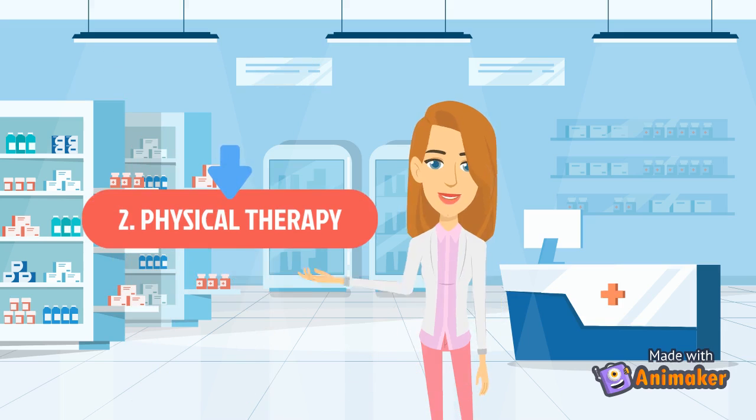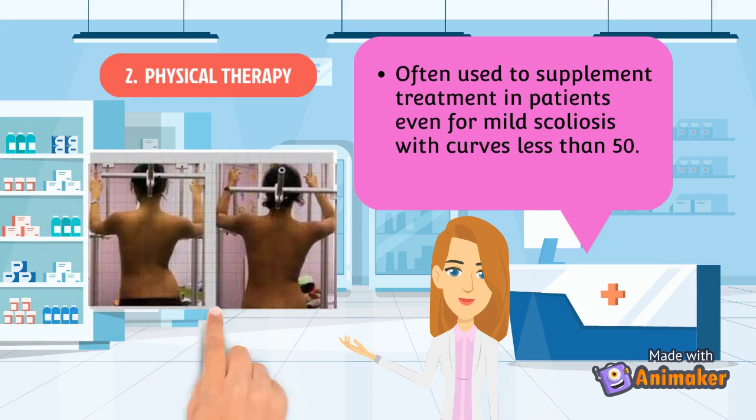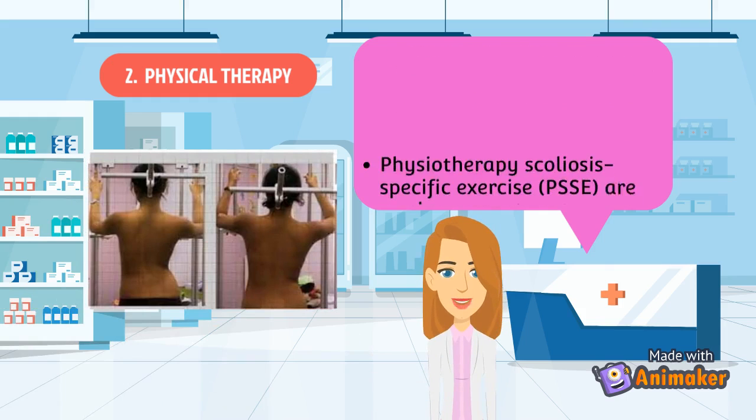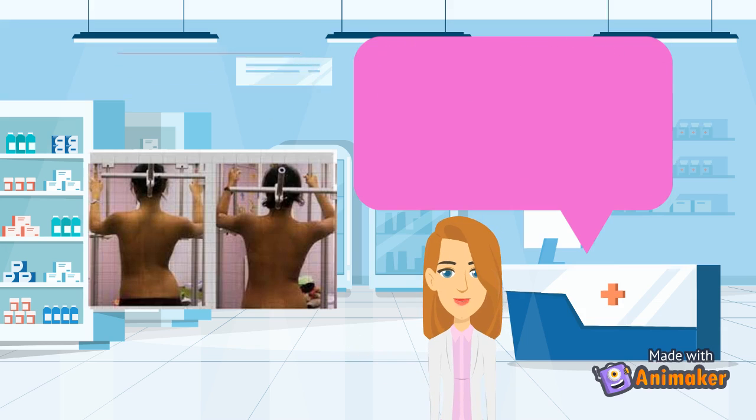Number 2. Physical therapy. Physical therapy and exercise are often used to supplement treatment, even for mild scoliosis with a curve less than 15 degrees. Physiotherapy scoliosis-specific exercises (PSSE) are used to correct posture, strengthen muscles, improve breathing, and stabilize and straighten the spine.